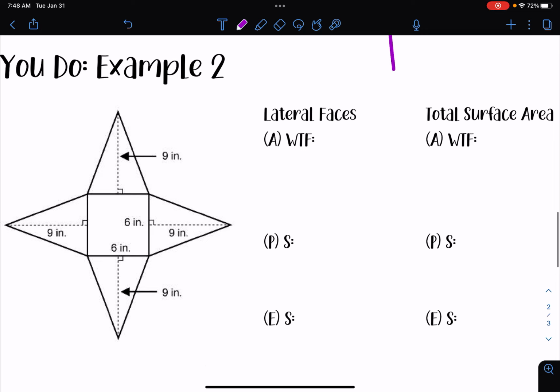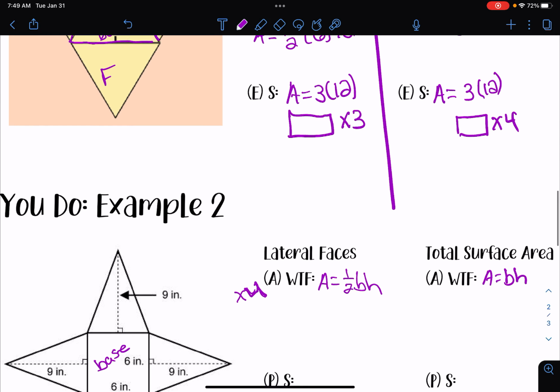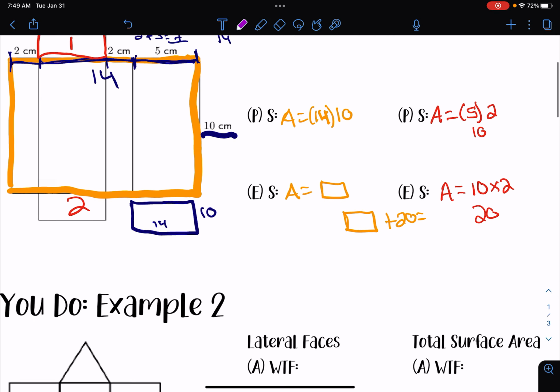This is your you-do, so you're going to, again, do it the same. Only thing here, it's a little bit different because you have your base, and your base is what shape? A square. So that means you're going to use A equals base times height. And then for your lateral faces, you're going to use A equals 1/2 base times height. Okay? And how many of those do you have? 4. So you're going to have to multiply by 4. Okay? All right, go ahead and finish that up, and then you'll move on to your practice.